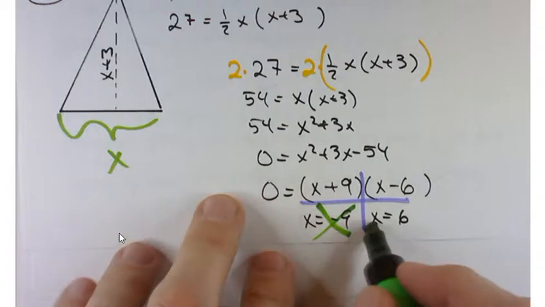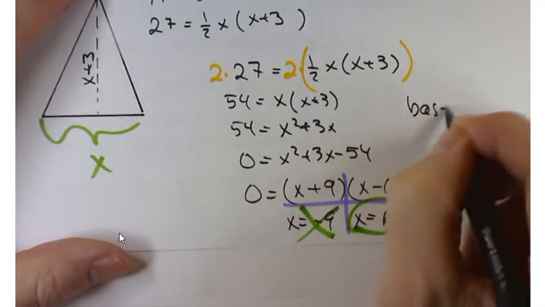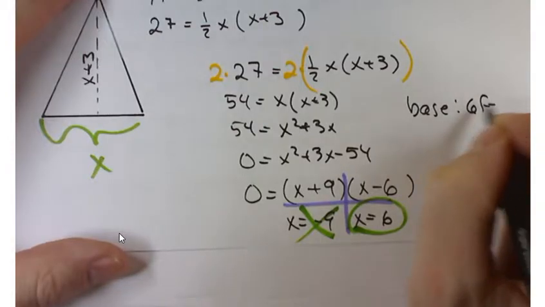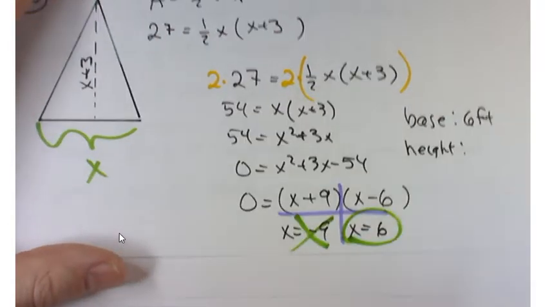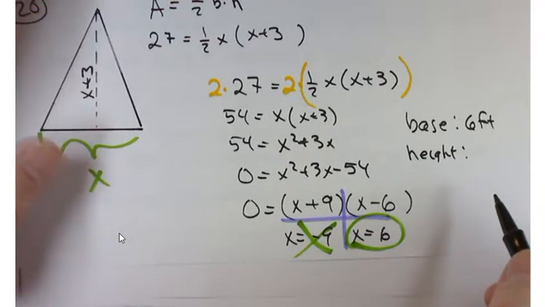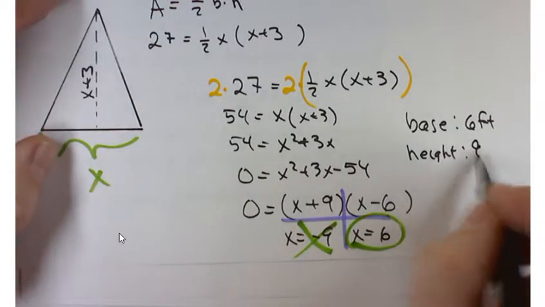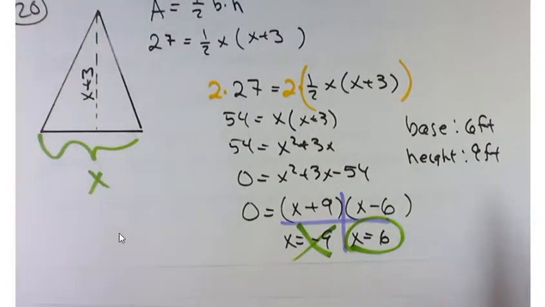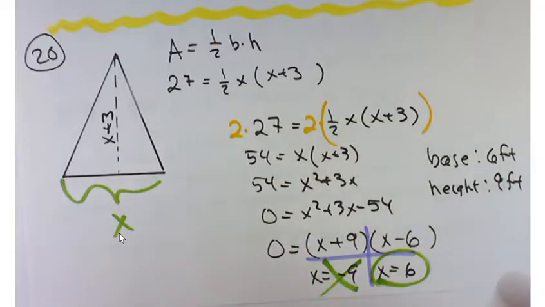So really the only solution is the base is 6 feet. What's the height? Where'd you get 9? It's right, but just tell everybody, where'd you get 9? X plus 3. 6 plus 3 is 9 feet. If you actually took time to calculate the area here, 6 times 9 is 54. Times 1/2 would be 27. So it checks.